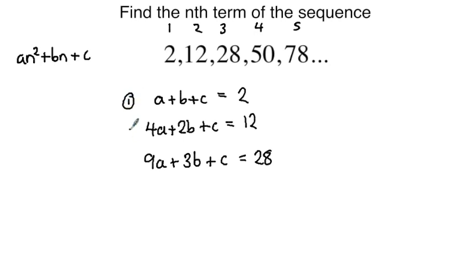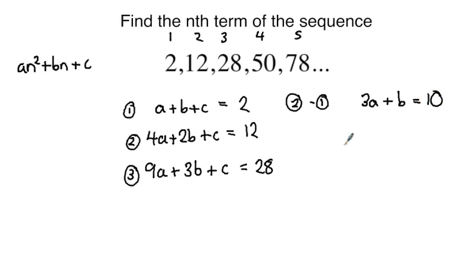So it builds a nice little system of simultaneous equations that you can solve in order to find the value of a, b, and c. So to do this, there's lots of different ways of approaching it, but if I do, let's say, number 2 take away number 1, that will give me 3a plus b equals 10. And if I do, let's say, number 3 take away number 2, that would give me 5a plus b equals 16.